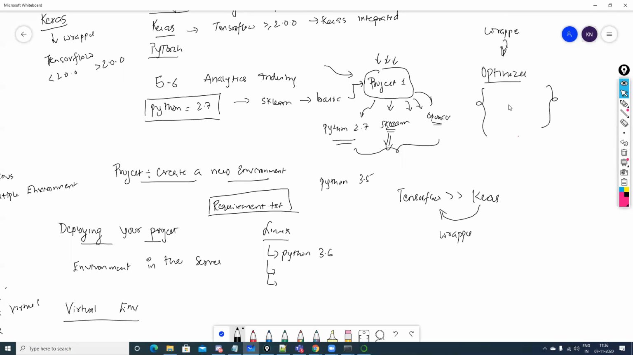Because of this implementation, we don't have to worry much when we are working with Keras. We don't have to worry much about the code, because Keras will automatically know that it is going to call an API in TensorFlow for this optimizer, and then it is going to execute it. Now, this was all from my side for today's class.